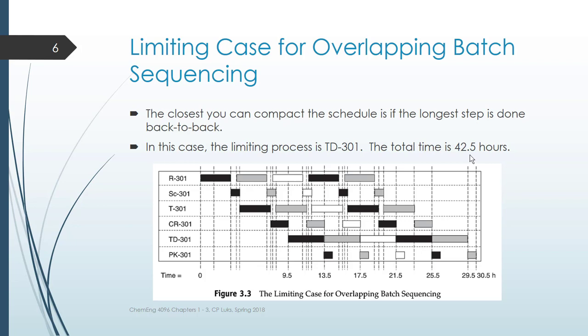So compact scheduling can help us to process materials much more efficiently. And a tool we use for analyzing them is the Gantt chart.